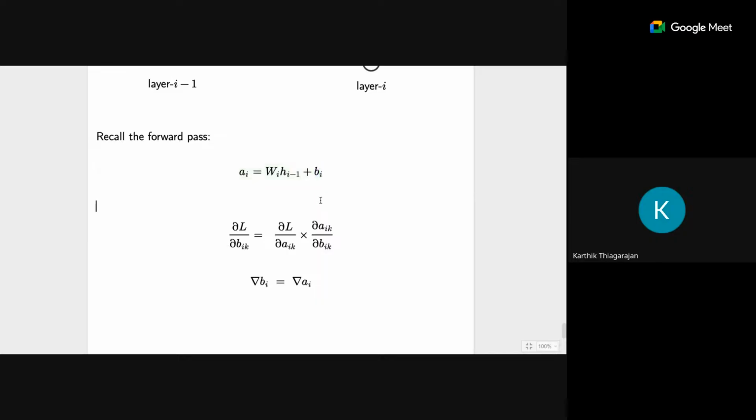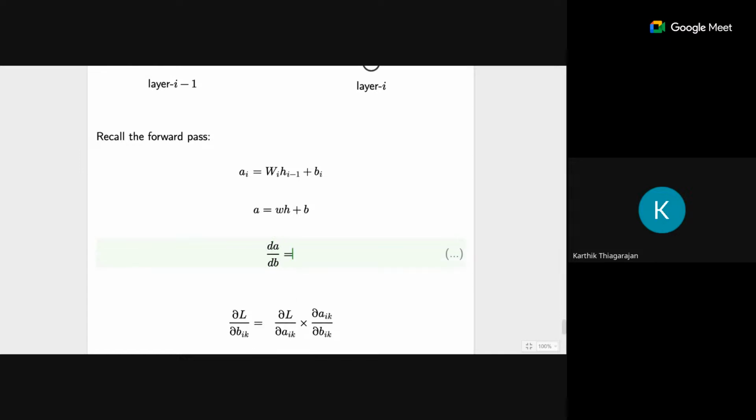So for a moment, think of this as scalars. This is some W h plus b. And what I'm asking you is, what is dA by dB? It's 1, right? So dou A by dou B, you are keeping W and H fixed, you're only changing B. This is 1. Very similar thing is happening here. I'll delete this, you only need this. So is this fine with all? Gradient of bi is just gradient of ai.